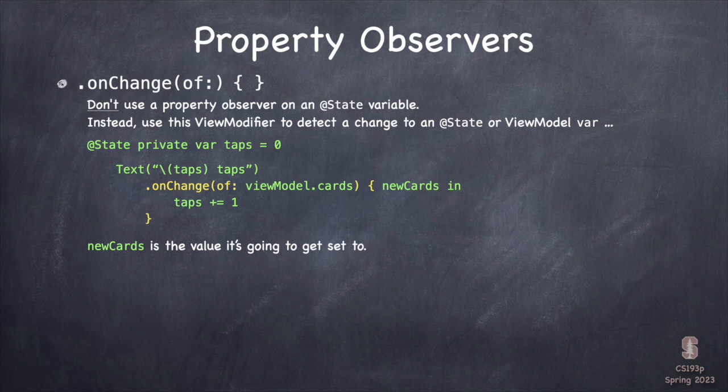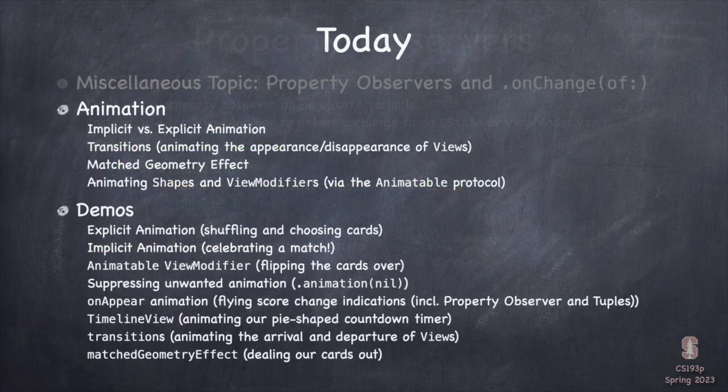And notice that it takes an argument to the closure, and this is the new value that this is going to have. So viewModel.cards is going to change. This is what it's going to change to. Now, I don't happen to use that in taps += 1, but you could use the new value that it's changing to. So this is the thing we use when we want to track changes in @State and @Published vars. Okay, back to this animation thing.